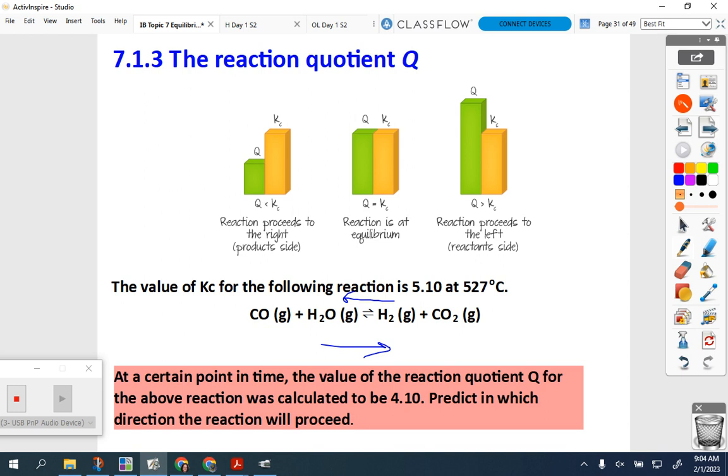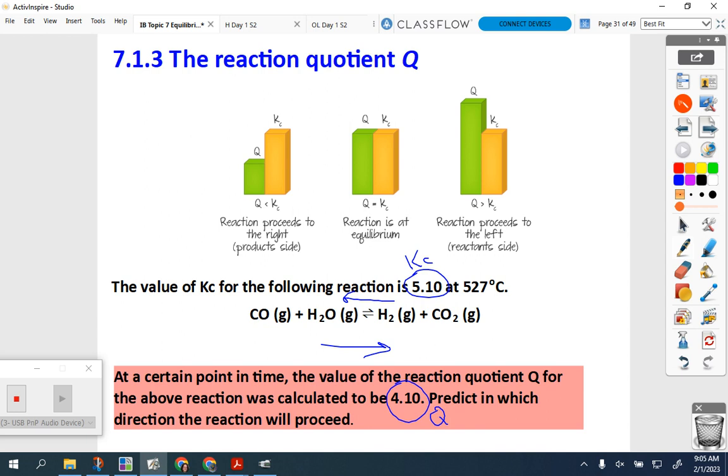It's just a matter of comparing the two numbers. If Q is less than K, we're going forward, to the right. If it's greater than K, we're going reverse, to the left. Okay, there's an example here on the board that's not in your packet. We've got a reaction at a particular temperature, and we know that Kc is 5.1. We throw stuff in, look at a particular time during the process of the reaction, and we get Q of 4.1.